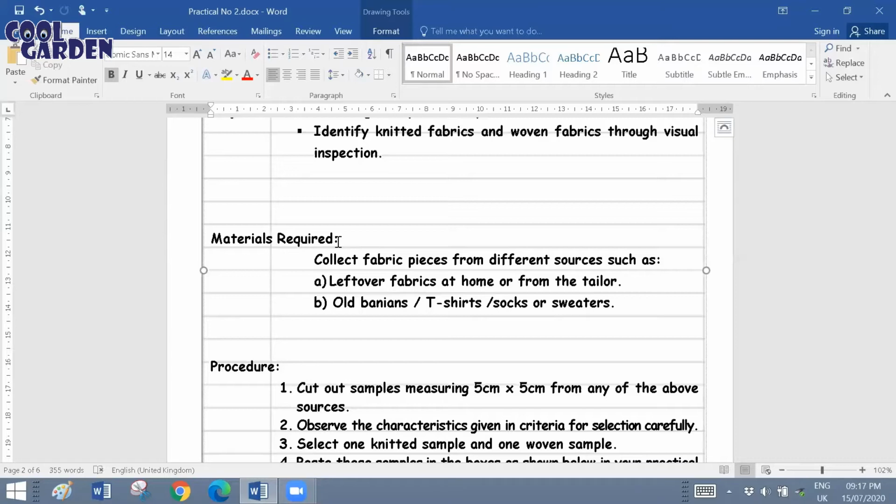Or if you don't have that option, there are old banyans, t-shirts, socks, and sweaters, which you can actually use, if they are not meant to be used in future.